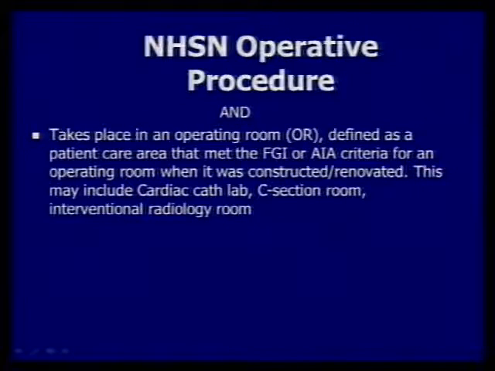And it takes place in the operating room. That's defined as an area that meets the FGI or AIA criteria, and AIA's kind of gone away, for an operating room when it was constructed or renovated, and this may include your cardiac cath lab, your C-section room, and your interventional radiology room. So I don't know how you collect your data on your surgeries. A lot of facilities that I work with, we get a report of those procedures that are done in the operating room itself. It's a little bit harder sometimes to capture all those procedures that are done in cath labs and interventional radiology.